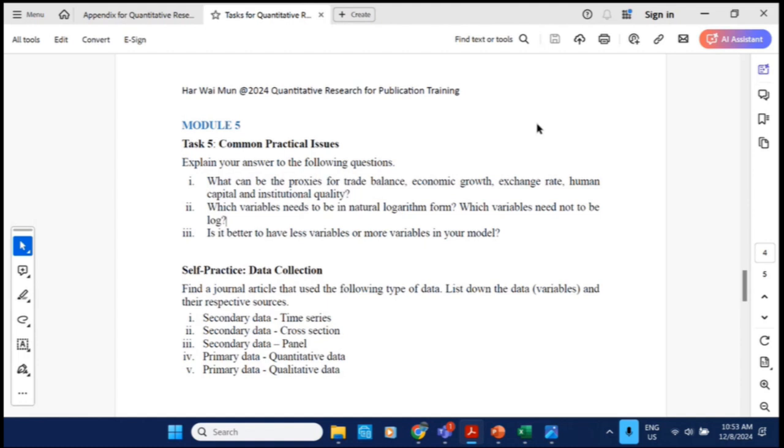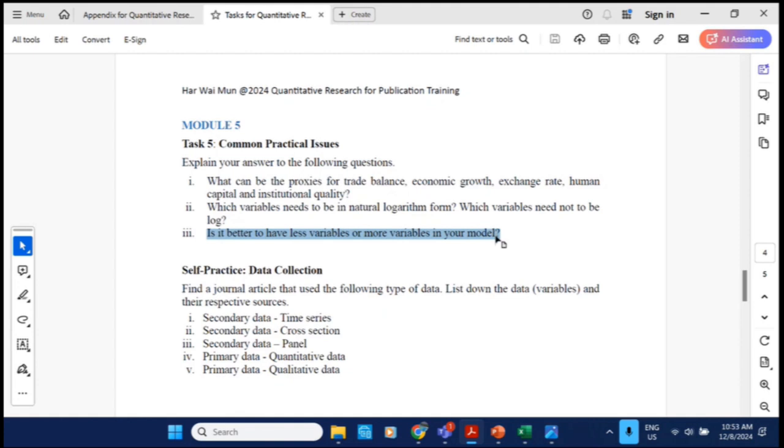Index, already percentage, or in ratio form, right? Because ratio is already part of percentage, like export divided by import, just that you didn't times 100% only, right? So all these don't need to be logged. Okay? So is it better to have fewer variables or more variables?